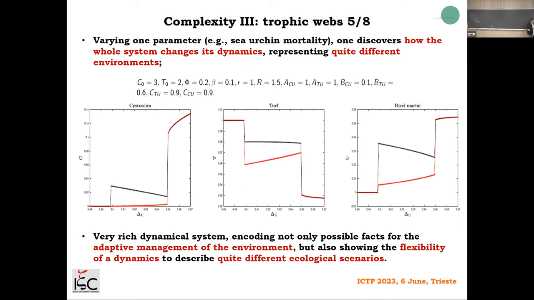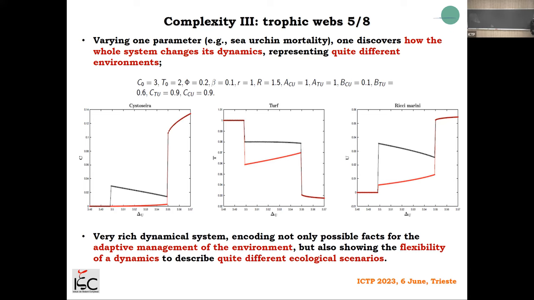I will skip the last part because I don't think I have time, but however, such a complex system may be studied in terms of bifurcation, for instance, varying this parameter, that is the mortality of sea urchins, and you may see that there is extinction of Cystoseira and turf and sea urchins themselves.